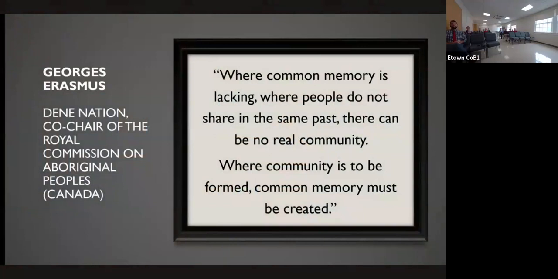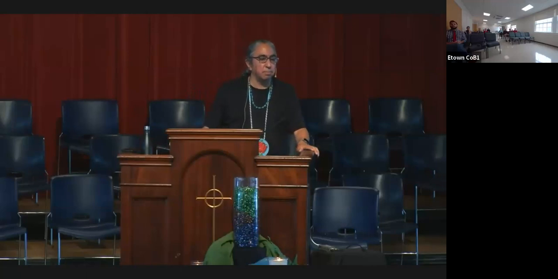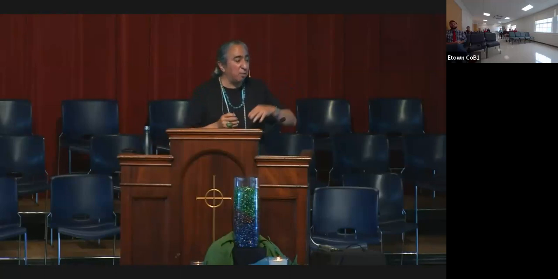And the quote he used said, where common memory is lacking, where people do not share in the same past, there can be no real community. Where communities are to be formed, common memory must be created. I love this quote because it gets to the heart of our nation's problem, especially regarding race, which is we don't have a common memory. We have a white majority that remembers this mythological history of discovery and expansion, opportunity and exceptionalism.